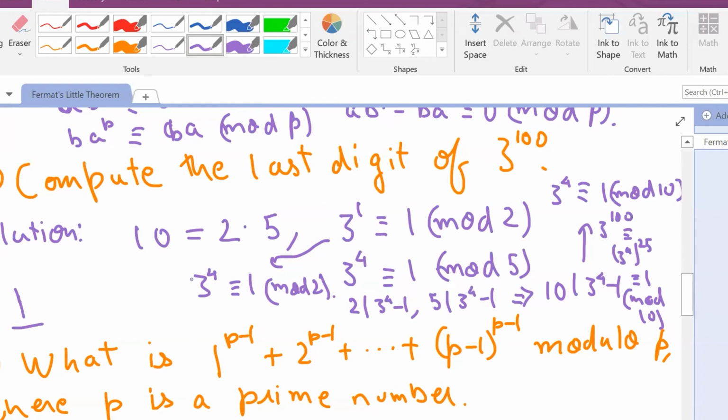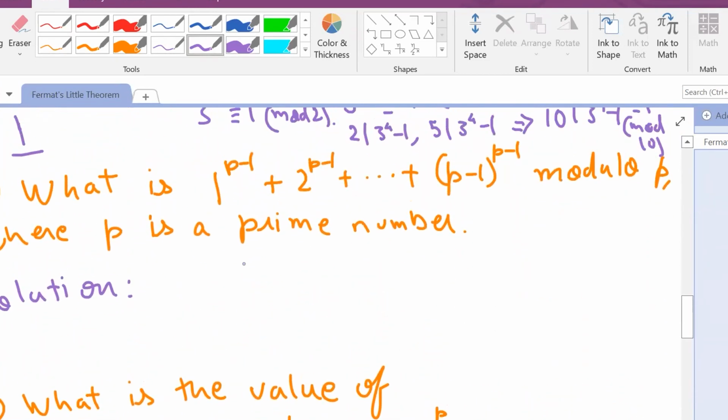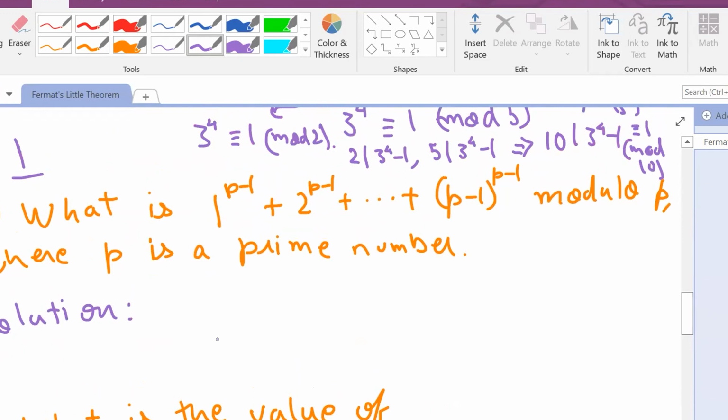Wonderful. All right. Again, if anybody has any questions, please feel free to interrupt me at any point in time. All right. Another problem that I found interesting recently was this problem, which is about summation. It involves summation up till p minus 1 terms modulo p. What is the value of this very summation from 1 to p minus 1? Remember, p is a prime number.